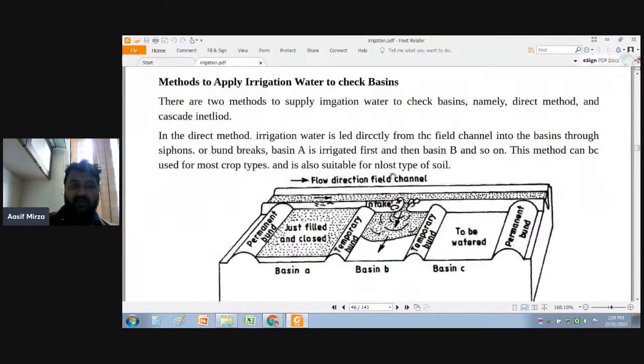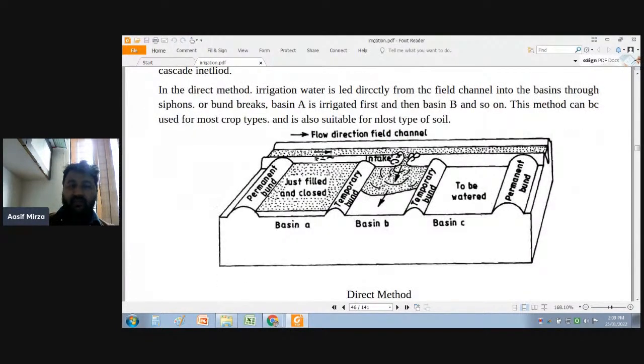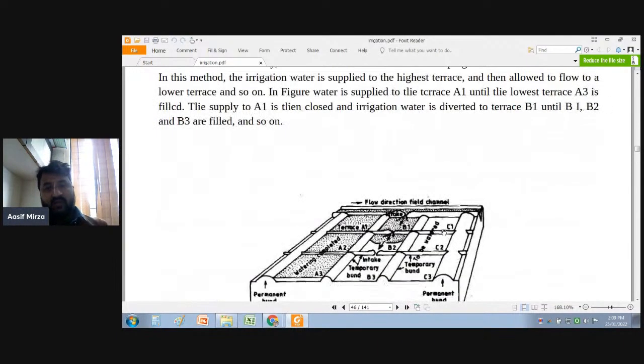So you can see here in the direct method, irrigation water is led directly from the field channel into the basin through siphons or bund breaks. And basin A, you can see here, is irrigated first, and then basin B, and so on. So this method can be used for most crop types and is also suitable for most types of soil. Now this is the very direct method.